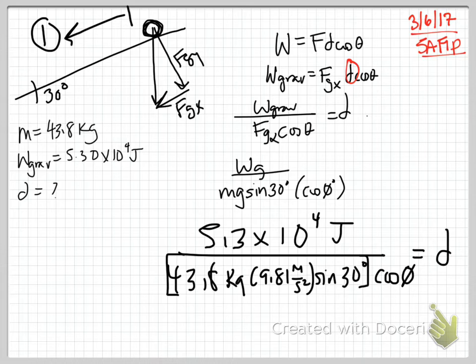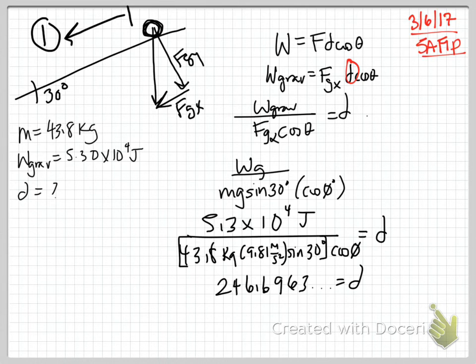Okay, so we've got 5.3 times 10 to the 4th divided by 43.8 kilograms times 9.81 meters per second squared times sine of 30 times cosine of 0. What we get as a raw answer is 246.6963 and so on is the distance. Now, whoever wrote this problem obviously believes that somewhere there is a hill that goes on at a constant angle of 30 degrees for 246 meters. That's one heck of a hill at a constant slope. With sig figs, we get 247 meters is the distance.